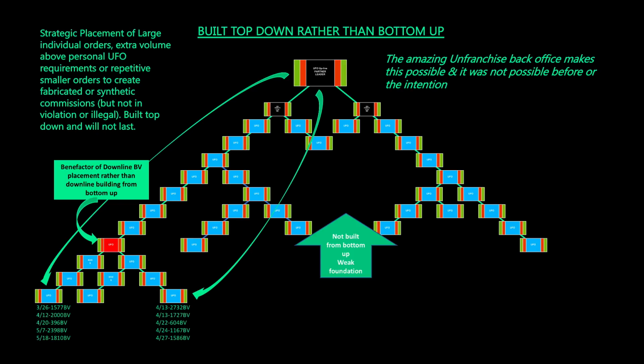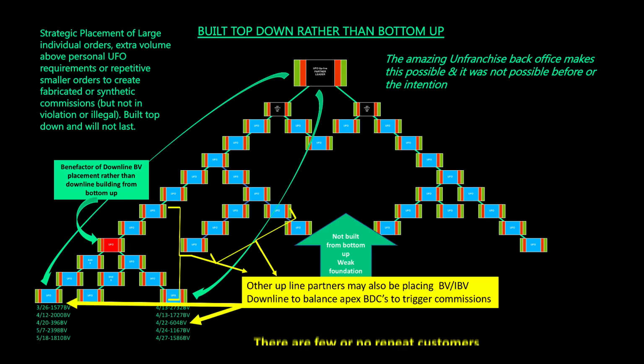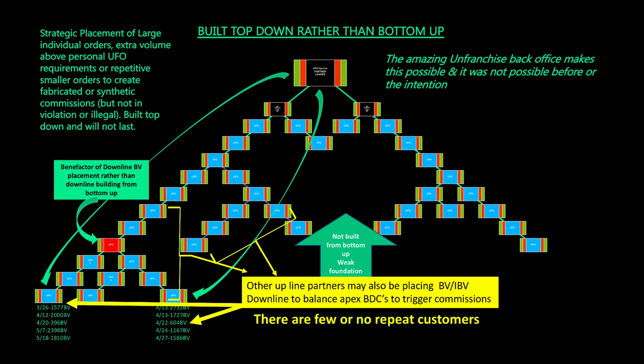Now, it's supposed to happen solid. It's supposed to happen legitimately. So look at this example. The amazing unfranchised back office makes this possible, and it was not possible before, and it's not the intention of the plan. But now that people can see it, okay, you have this situation. The benefactor is the red BDC that's going to earn checks. Now, they are legitimately in the business and building it, and they're part of a common line. And what happens when BV is placed and accrues for a whole year, it creates opportunities all the way up that line and in other lines.